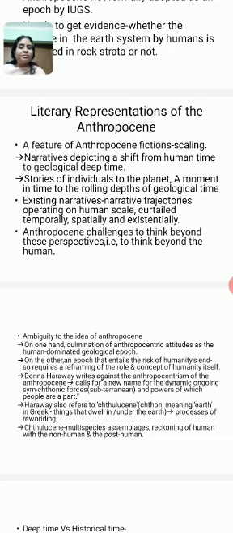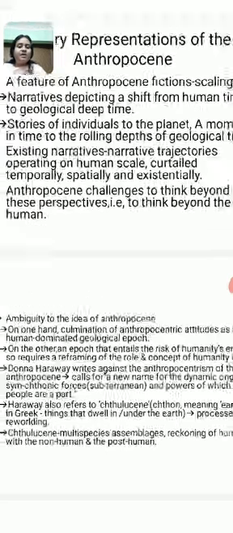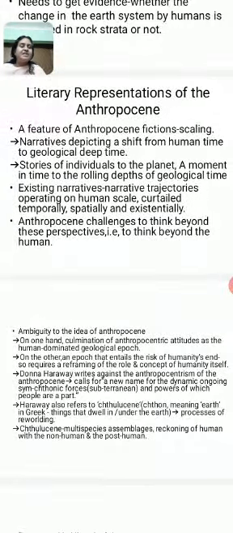There is no curtailment of temporal, spatial as well as existential aspects. Geological time is a time that has no temporal, spatial and existential limits. And such novels, such fictions, Anthropocene fictions mainly use this geological time. And another feature is ambiguity in the idea of Anthropocene. Why is it ambiguous? Why is this term Anthropocene ambiguous in itself?